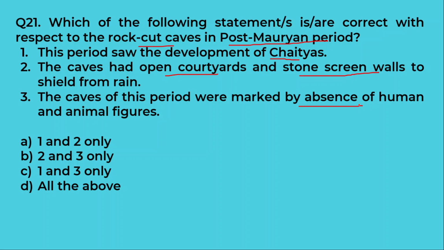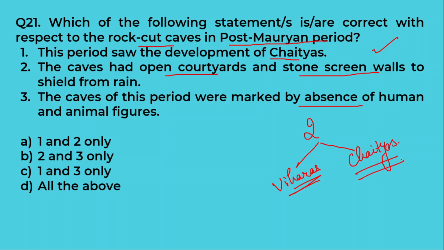So now I am telling you the answers here. First statement is correct. This period saw the development of chaityas. Now see, there were 2 types of rock-cut caves in post-Mauryan period. One was viharas. They were already established in Mauryan period. But the chaityas, they started to develop in post-Mauryan period. The viharas were residential halls, residential places. And the chaityas, they are the prayer halls. Right. So this statement is correct.